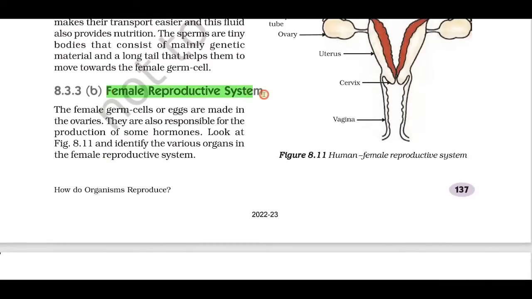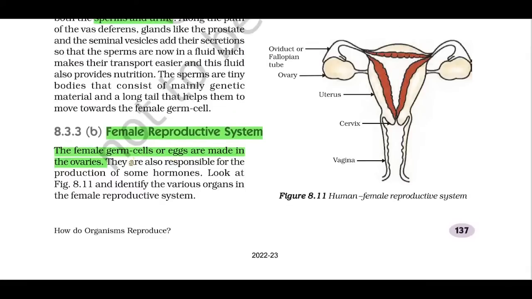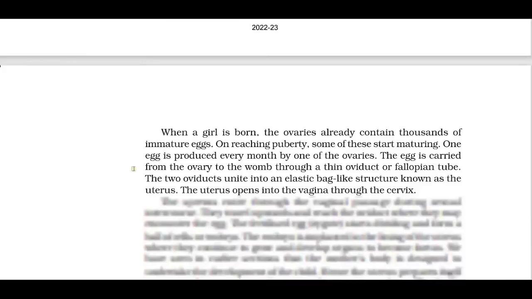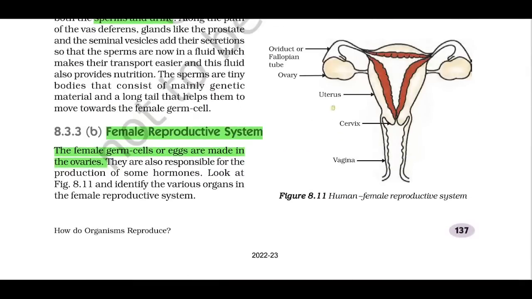Now we'll move to what? Female reproductive system. The female germ cells or the eggs are made in the ovaries. The egg, the germ cell of the female, is produced by what? Ovary. When a girl is born, the ovaries already contain thousands of immature cells. On reaching puberty, what happens? Some of these start maturing. One egg is produced every month by one of the ovaries. The egg is carried from the ovary to the womb through a tiny oviduct or the fallopian tube.